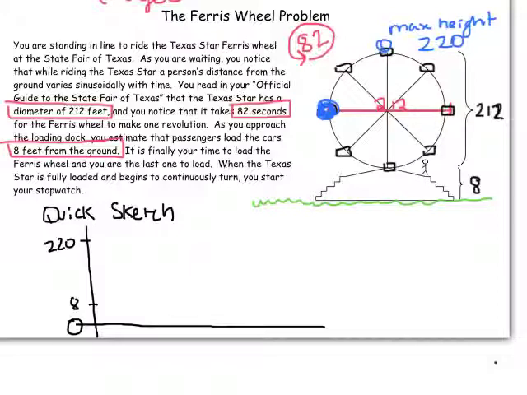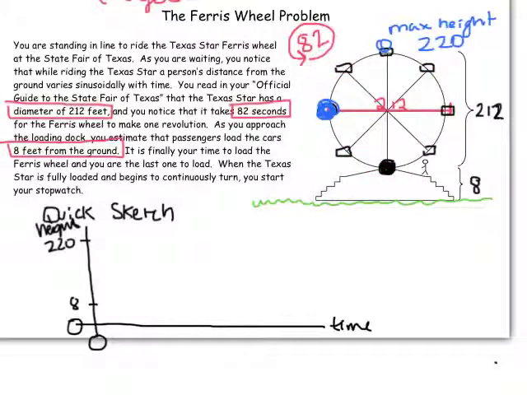And this is representing your height. Your y-axis is your height, and your x-axis is your time. So we also know that at 0 seconds, this sentence right here, when the Texas Star is fully loaded and begins to continuously turn, you start your stopwatch. Furthermore, you are the last one to load, which means you sit down right here. You don't move any. That's really important, because if you moved to this guy, you wouldn't have a height of 8. But right here, you have not moved, and then they begin to turn continuously around.